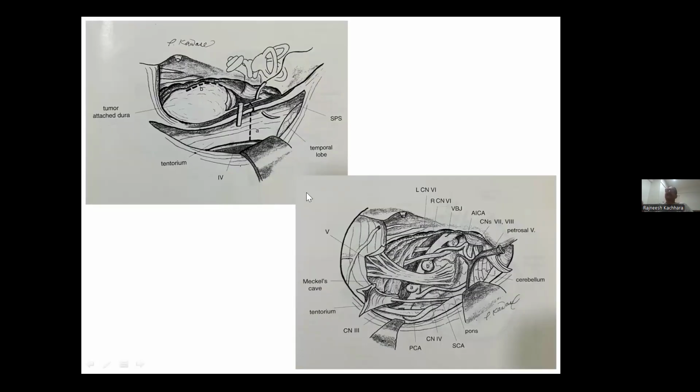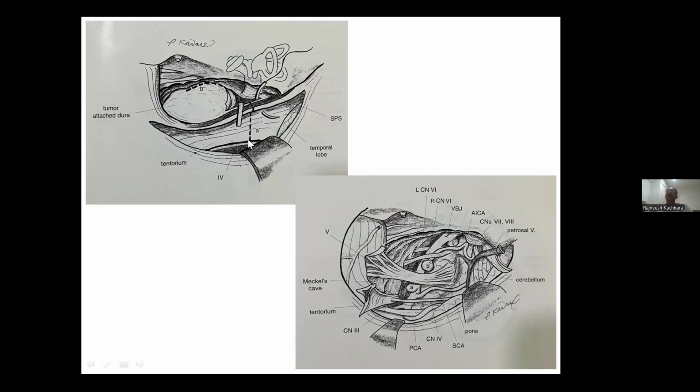Once this petrous apex is drilled, you can see the tumor is in the axis. Tumor is seen in the area. Now the next step is to ligate the superior petrosal sinus. It can be ligated with a clip, or it can be ligated with a suture. And you have to cut in between these two.